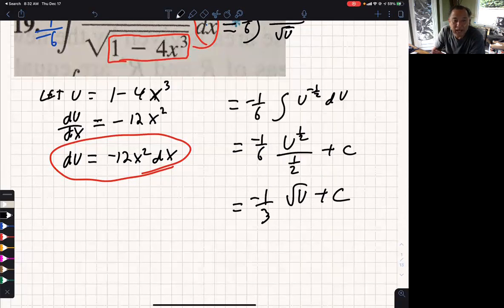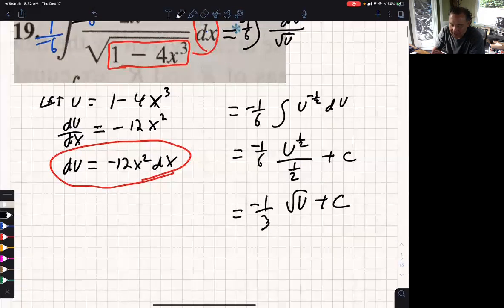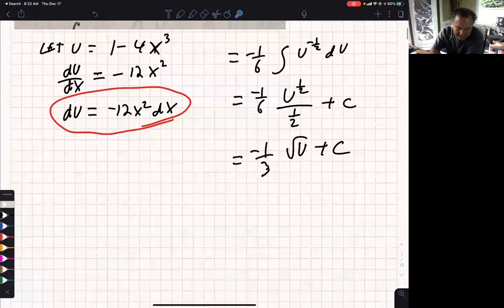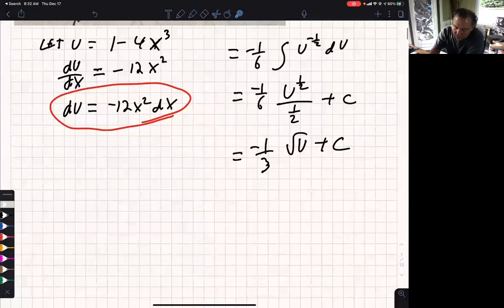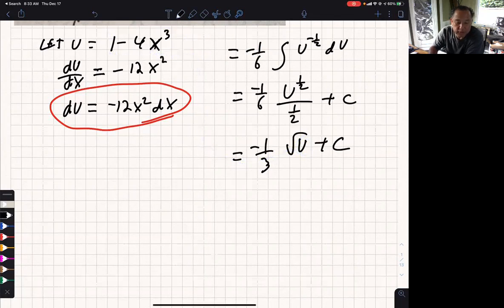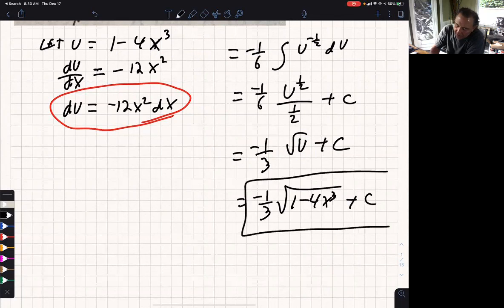I'm almost done. Almost. The only problem is I started with x's, so my final answer should have x's in it. So my final step is to replace u with its equivalent, 1 minus 4x cubed. So we get negative 1/3 square root of 1 minus 4x cubed plus c, and that is my final answer.